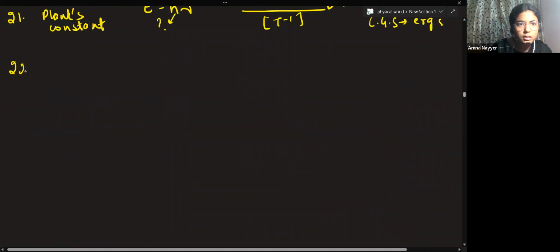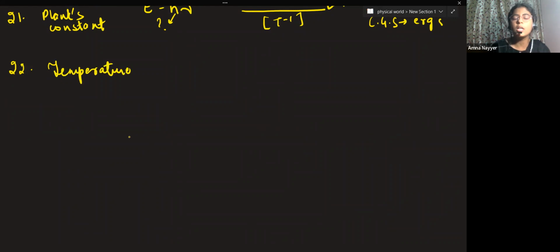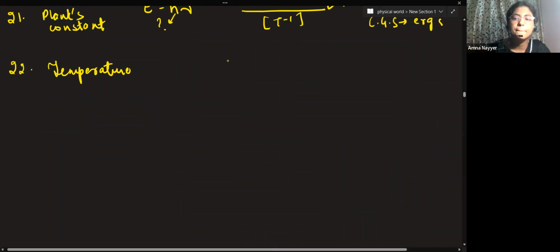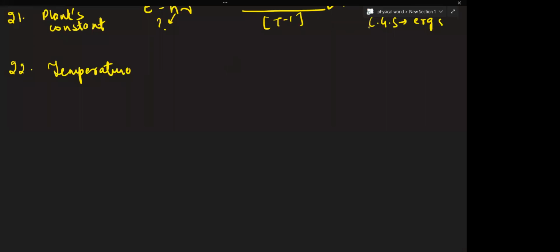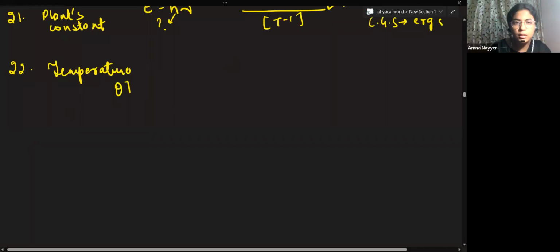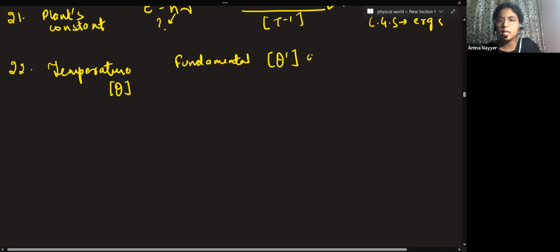So from there you have temperature. Now temperature, is it a fundamental quantity or a derived quantity? Fundamental. It's a fundamental quantity. Temperature is represented by the symbol theta. There is no formula for it, because fundamental quantities cannot be formed with the help of any other quantity. So the dimensional formula remains theta to the power 1, or you can write it as Kelvin to the power 1. The SI unit is Kelvin, and the CGS unit is Celsius.